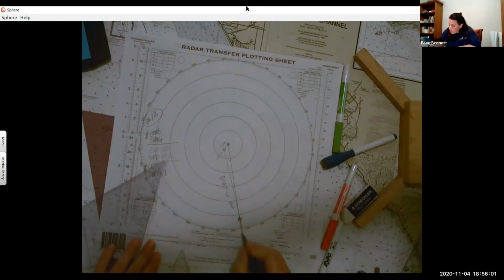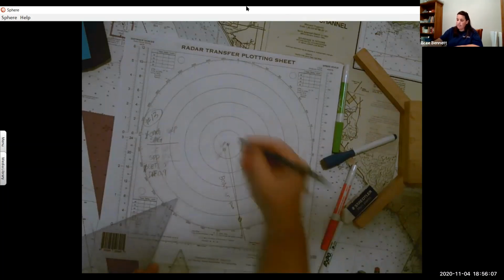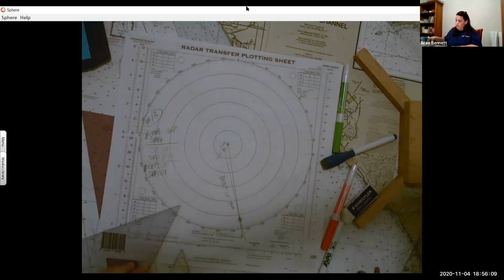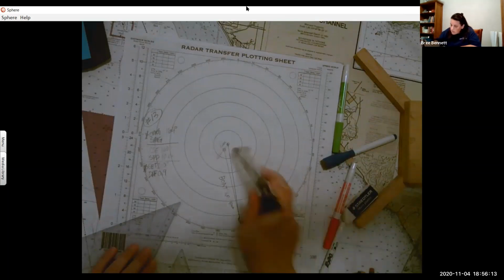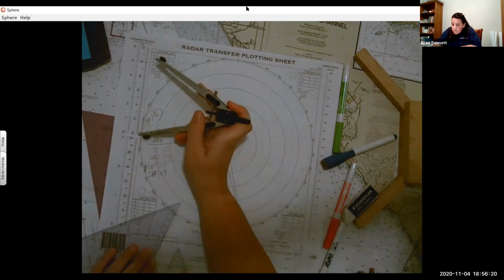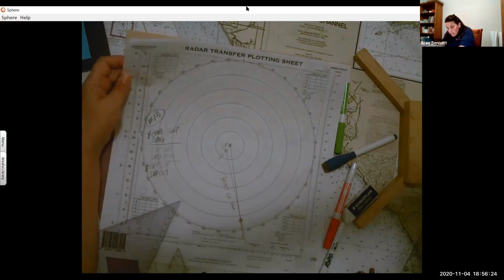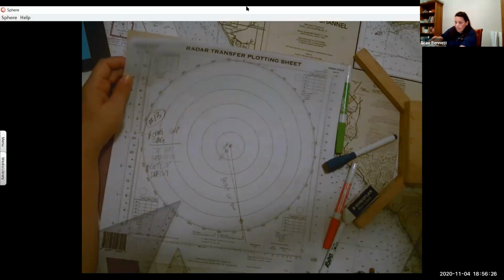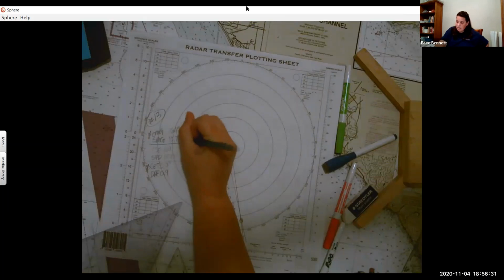So I got a course of 164. And the speed is going to be bigger than my 10, but by how much? Let's see. About 10.7 for my speed made good.